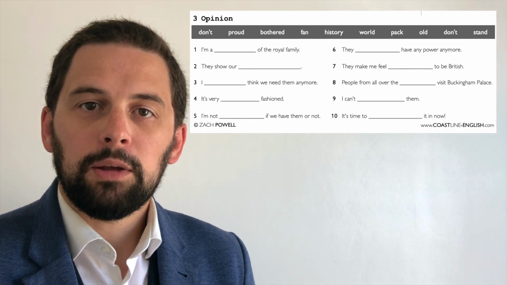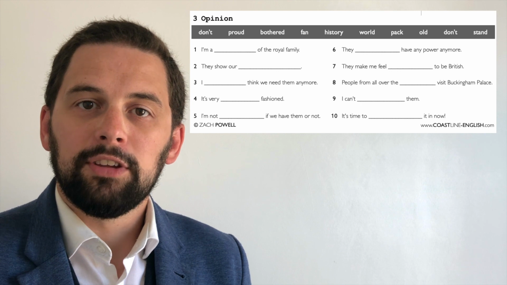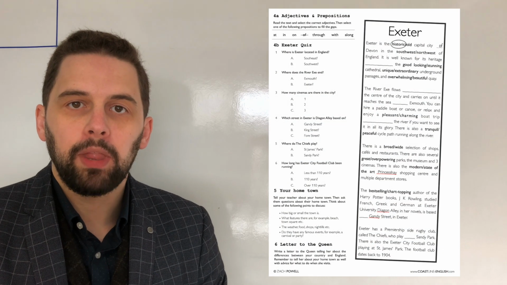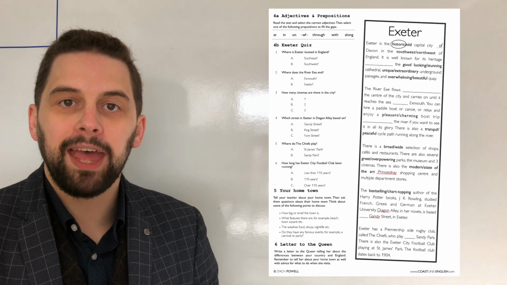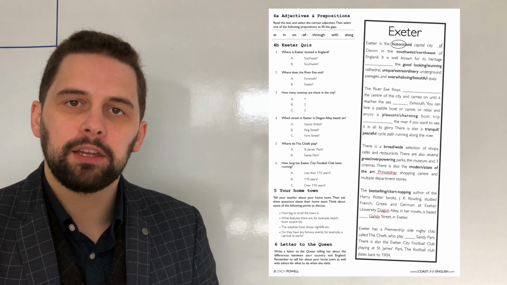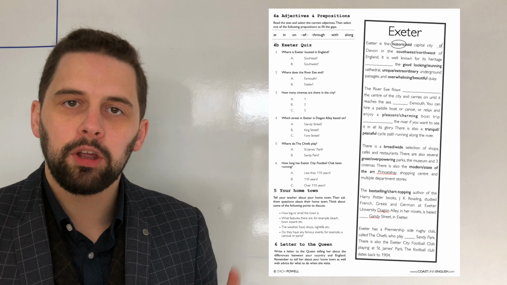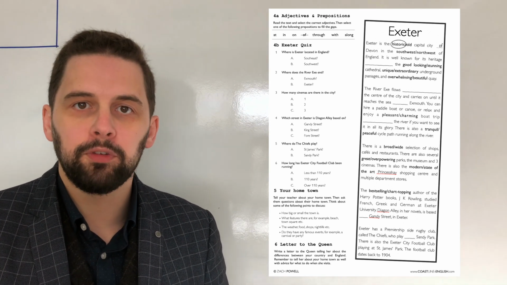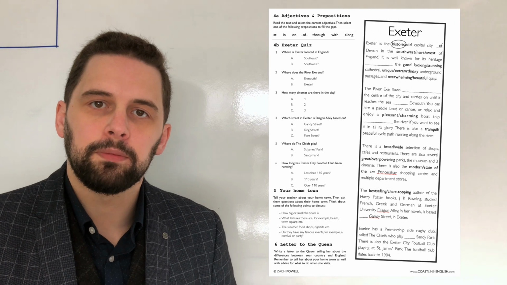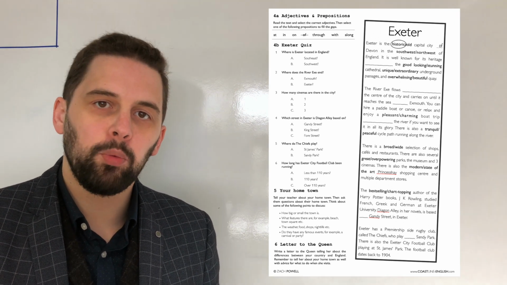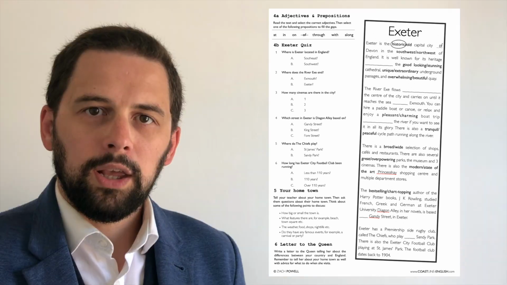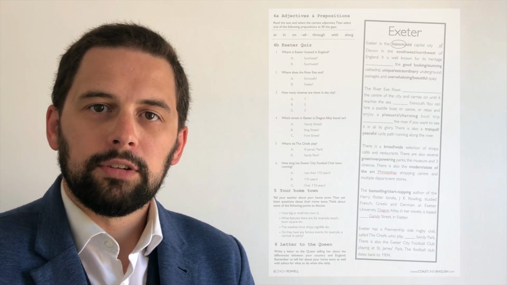Now can you mark those statements as positive or negative, or they could be neutral in the middle. Then turn over the paper and you have some information about Exeter. 4A is adjectives and prepositions. You need to look at the text and select the correct adjective and fill in the prepositions. For example, is Devon in the southwest or the northwest of England? Maybe you can look on a map. Here's the audio so you can check your answers.